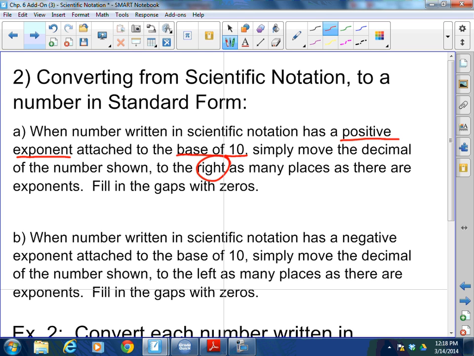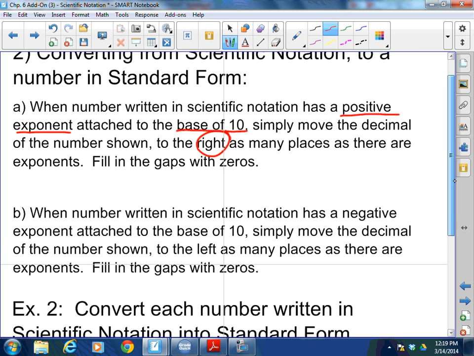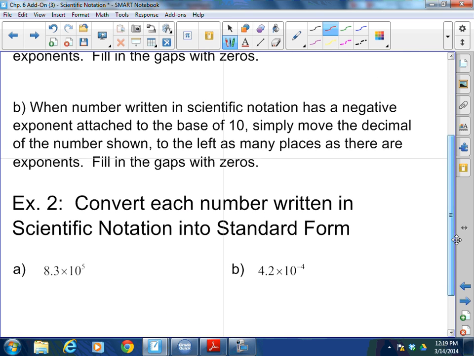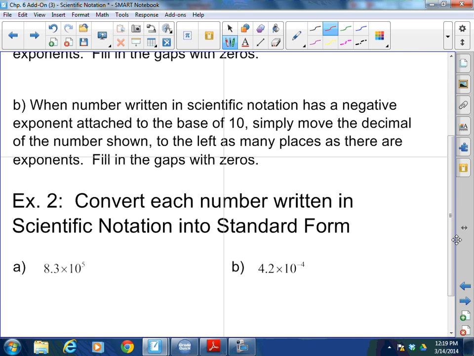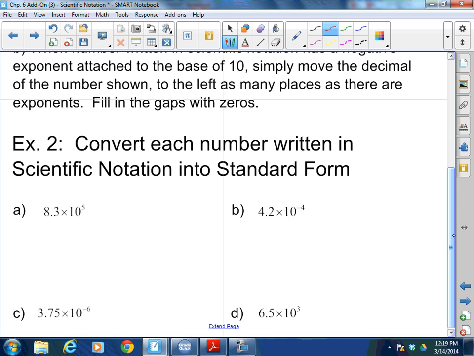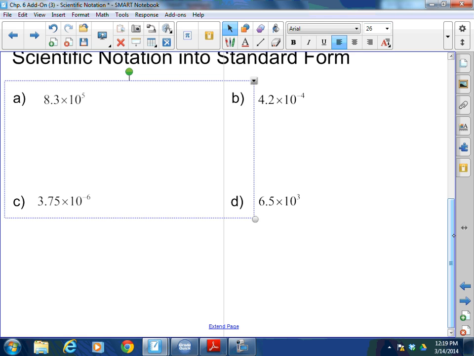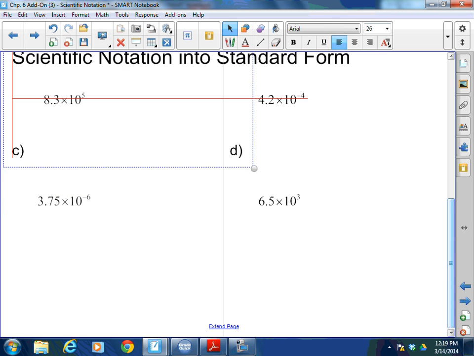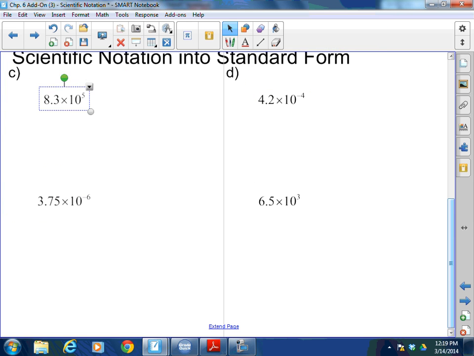Okay. When the number written in scientific notation has a negative exponent attached to the base of 10, simply move the decimal of the number shown to the left as many places as there are exponents. Fill in the gaps with zeros. Literally, this is the really easy part. Let me expand these just a little bit. Let me make these a little larger.